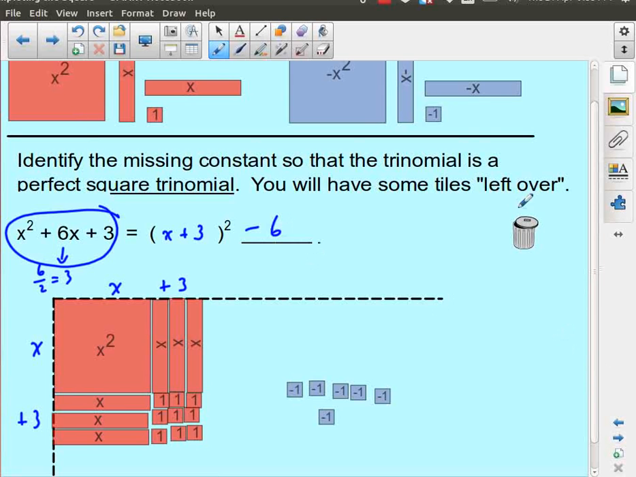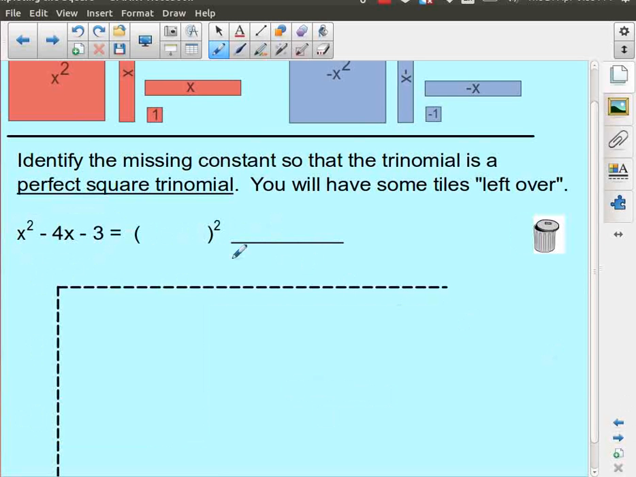So those leftover tiles are important. Okay, so this one, x squared, -4x, I'm going to take half of them and put them on this side, and I'll take half of them and put them on this side. Now what do I want here? I want negative times negative.